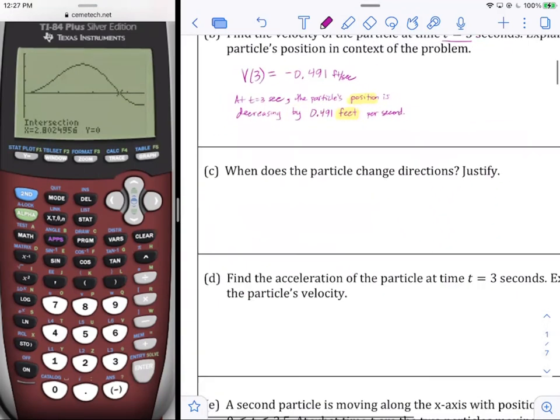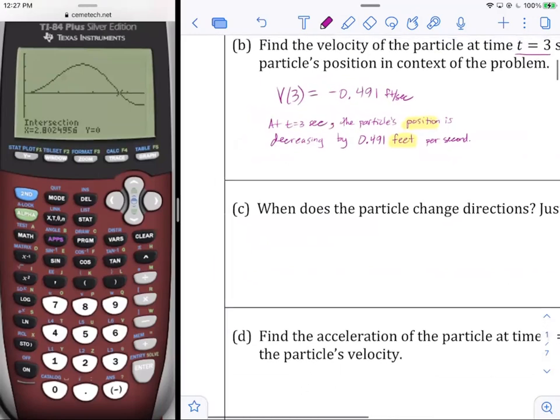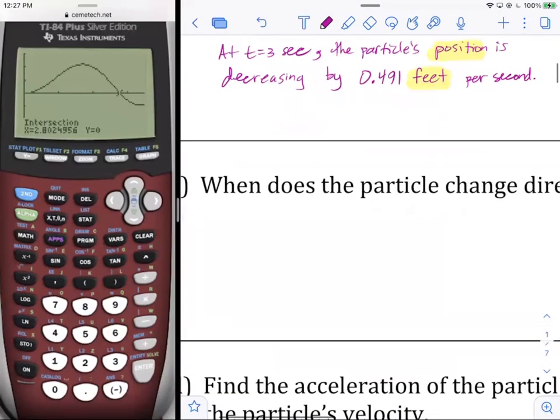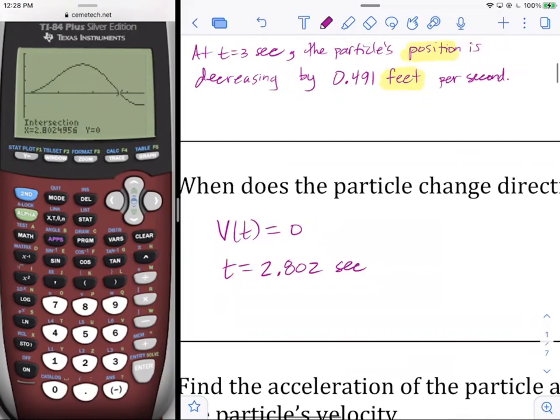So we'll go ahead and write the equation we're solving. That's important. I do want to know where v of t equals 0. So always show the equation you're solving. This happens when t equals 2.802. And that's the numeric answer. So we'll put seconds. And then if you leave that as your bottom line, you're stating that as your answer.